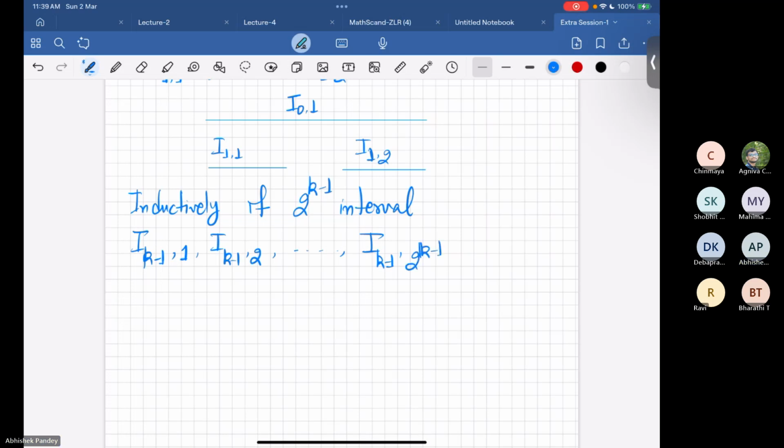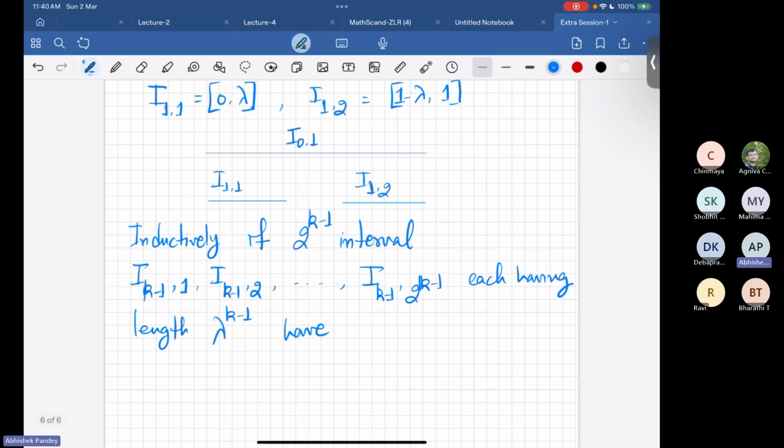Each having length lambda to the power k minus 1, have been constructed from the parent interval. So parent interval means, see, earlier this was the parent interval. After the first stage we have two parent intervals. So the earlier stage intervals are called the parent intervals for the intervals of the next stage.